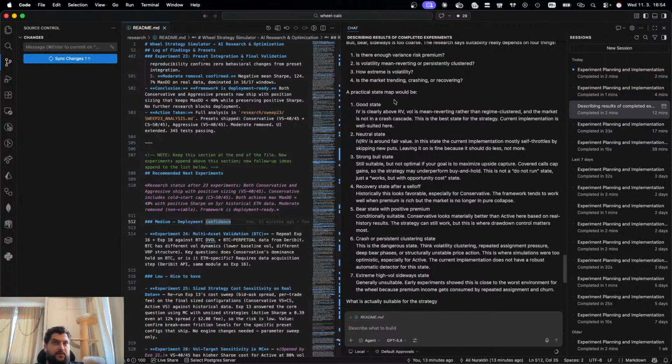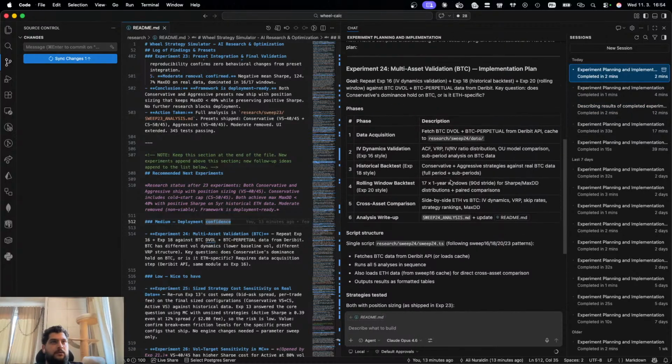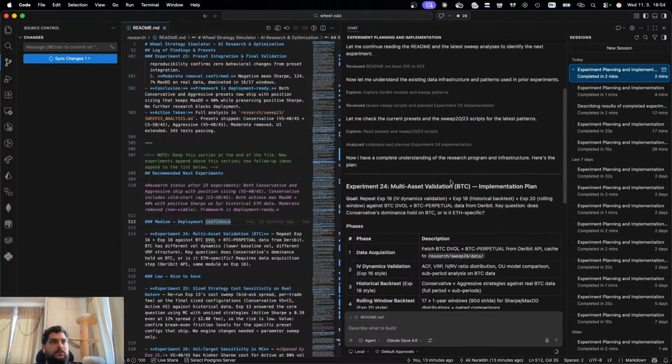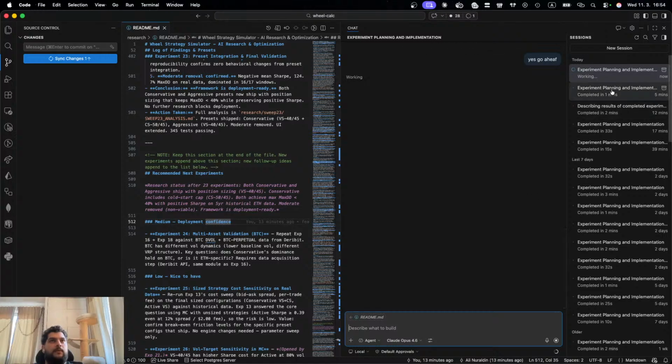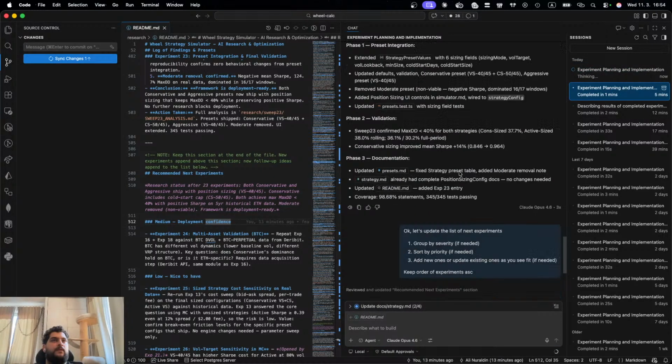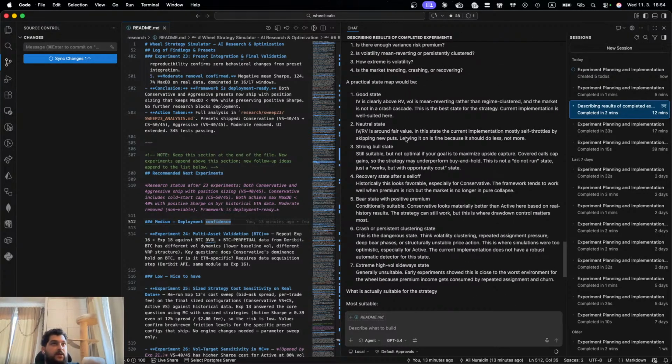Here are the possible states of the market. Good state, which is IV is clearly above RV. Volatility is mean reverting rather than regime clustering. And the market is not in a crash cascade. This is the best state for the strategy. Current implementation is well suited here.